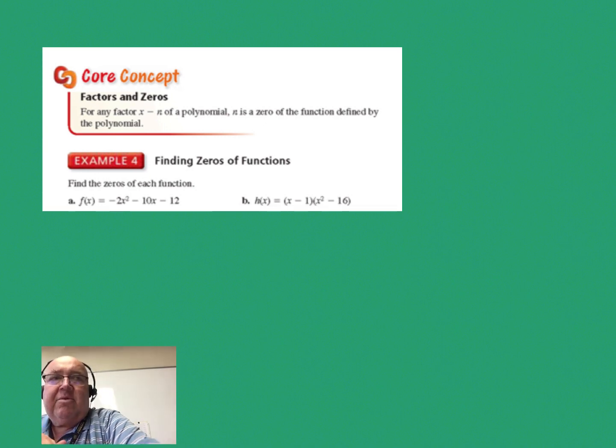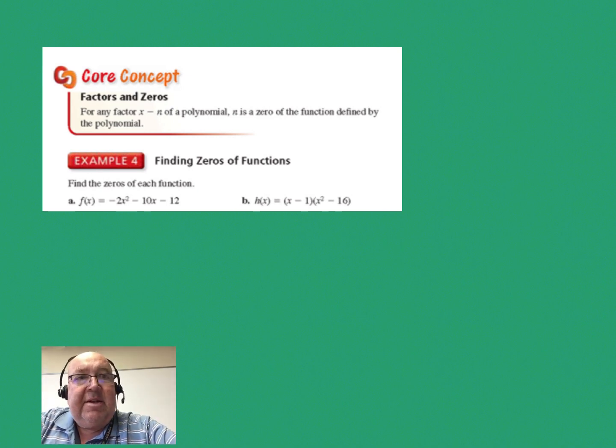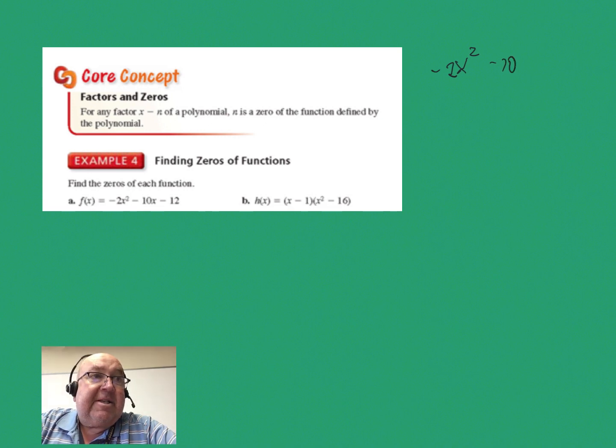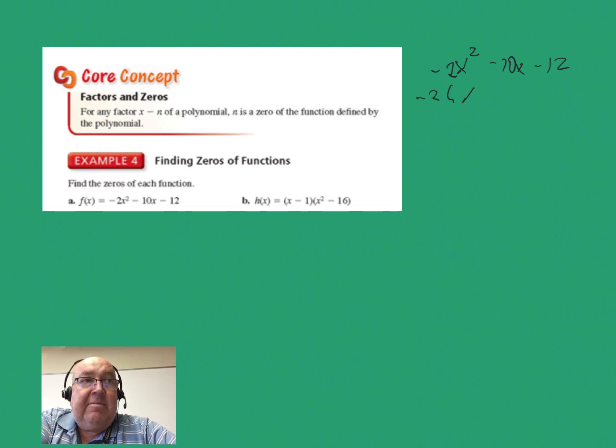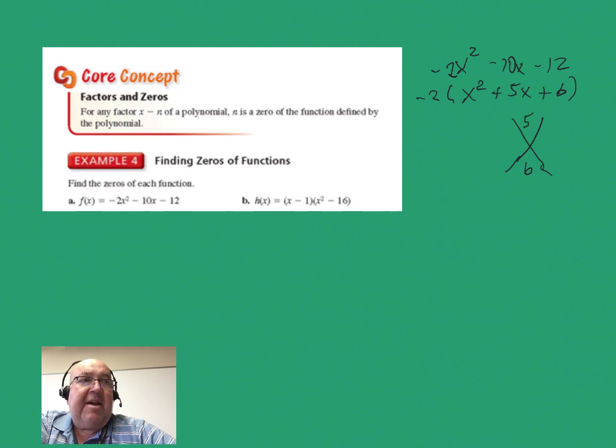Alright, so here we're asked to find the zeros, so we're going to factor and find zeros. So the first thing I'm going to do is write the equation here for number a, negative 2x squared minus 10x minus 12. All of those are even numbers, so I can factor out a negative 2. And I'm going to get x squared plus 5x plus 6. Now I'm looking for two things that multiply to equal 6 and add up to equal 5, and I know that 2 and 3 are those two.